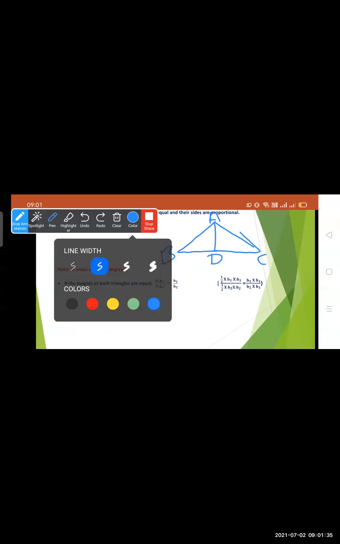Okay. So A, B, C, D. Here we have two triangles. This one is the first one and second one. So for this, height is common. If we consider this triangle, then height is AD. If we consider this triangle, again height is common.